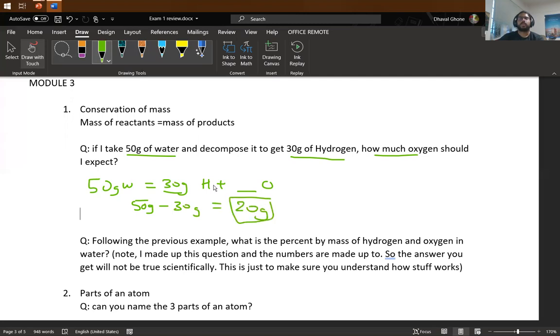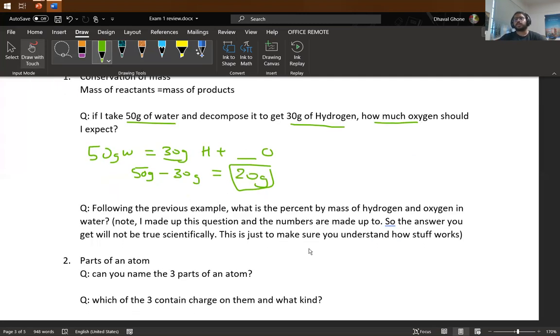So if I end up breaking 50 grams of water, I should expect 30 grams of hydrogen and 20 grams of oxygen. Okay, in reality, these numbers I just made up for the question, so don't quote me on these. These are all made up numbers, only for the sake of the question, so you understand the idea with simple numbers. These numbers are not real, okay? But remember the idea, not the numbers.